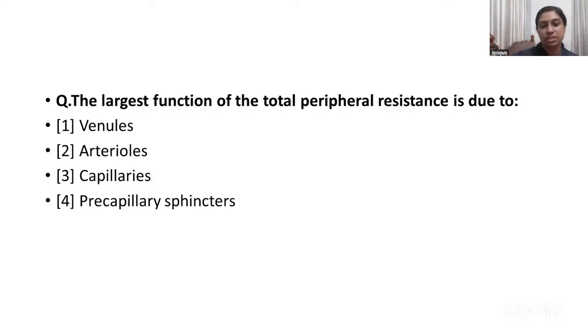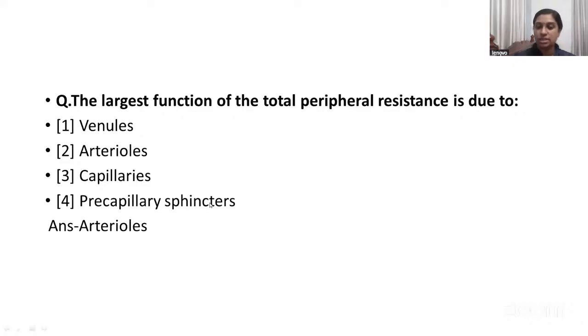So, next question. The largest fraction of the total peripheral resistance is due to: the options are venules, arterioles, capillaries, precapillary sphincters. The answer here is arterioles. Why? Because arterioles have less diameter. Among these options, the arterioles have the least diameter. Hence, peripheral resistance, which is the resistance offered against the blood flow, is highest there.